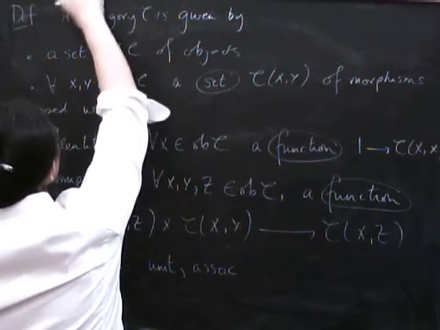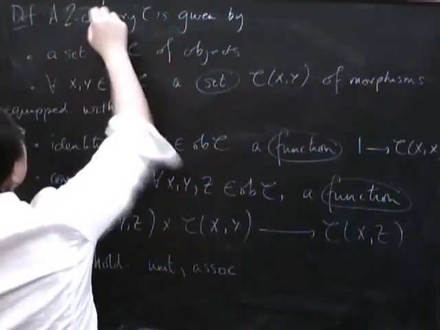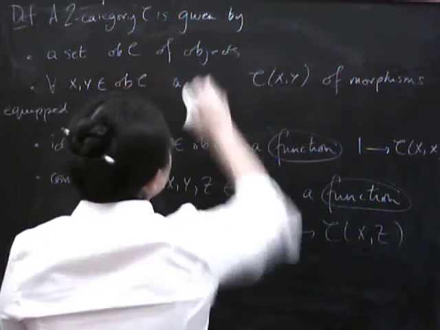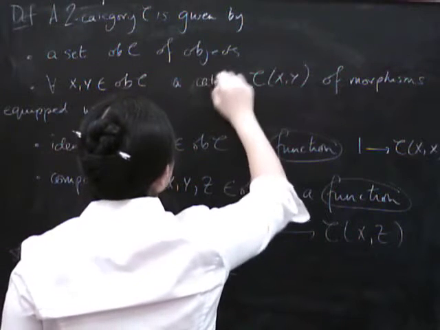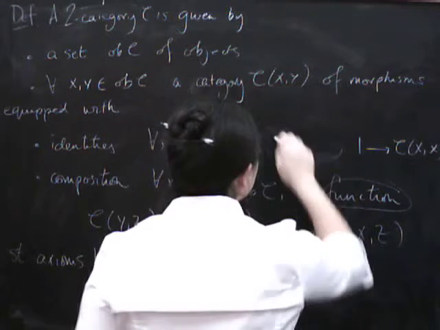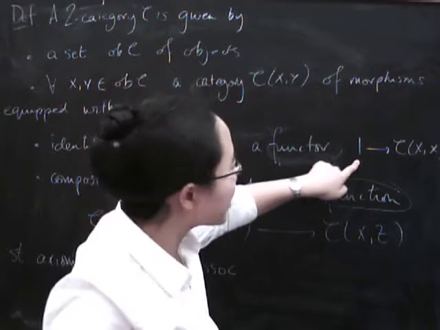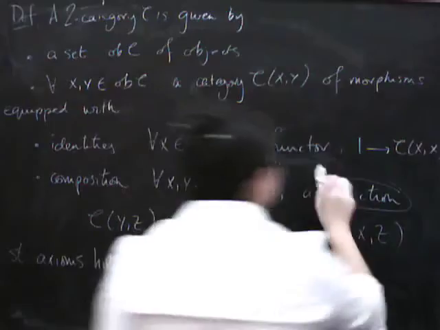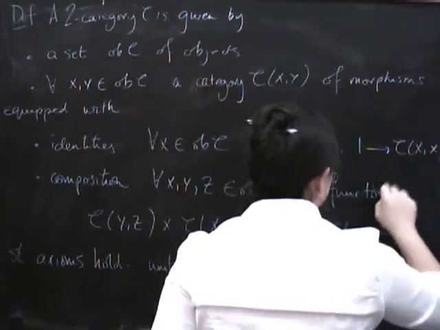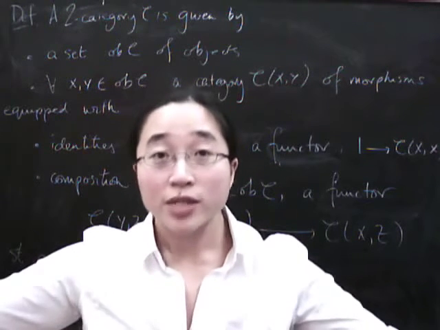So what's a two category? A small two category, we still just have a set of objects. Then instead of this set of morphisms, we have a category of morphisms. Instead of this function picking out an identity, we have a functor, where now this one, which was the terminal set, is now the terminal category, and instead of a function giving us composition, we're going to have a functor giving us composition. So there's the definition of a two category. It's perfectly straightforward, isn't it?